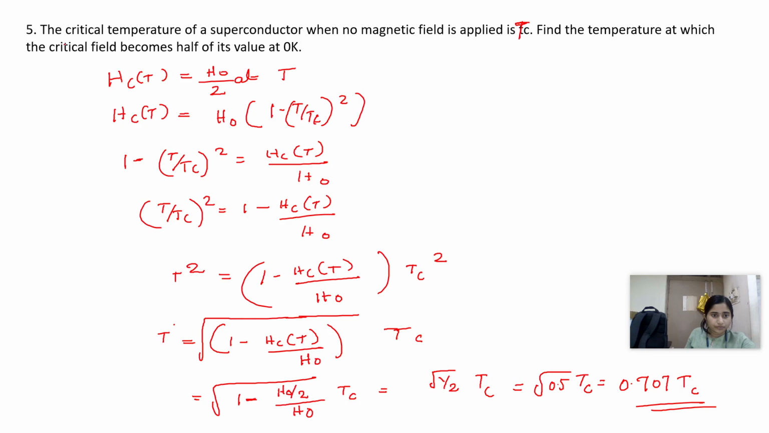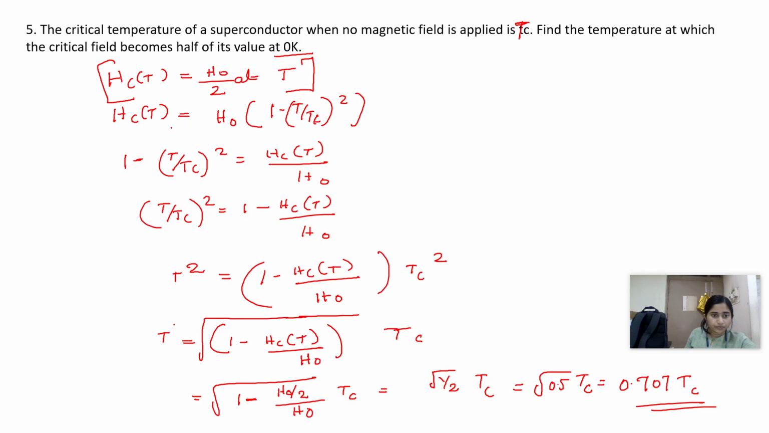So here the problem is: the critical temperature of a superconductor when no magnetic field is applied is Tc. Find the temperature at which the critical field becomes half of its value at 0 Kelvin. So the condition given is Hc of T is equal to H0 by 2 at T. Now we have to use our formula.